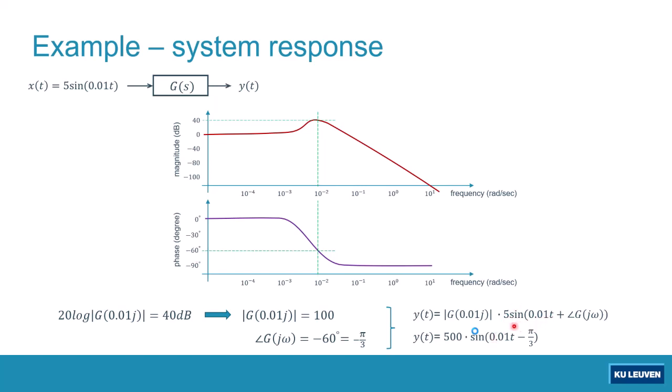Therefore, the harmonic response will have an amplitude equal to 500 and the angle will be lagged by 60 degrees. So the response will be equal to 500 times sine of 0.01 t minus 60 degrees, or minus pi over 3. This is how Bode plots from a frequency response function help us to estimate roughly the steady state response of the system.